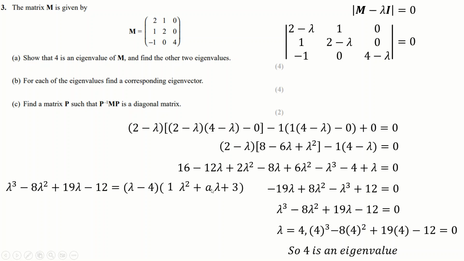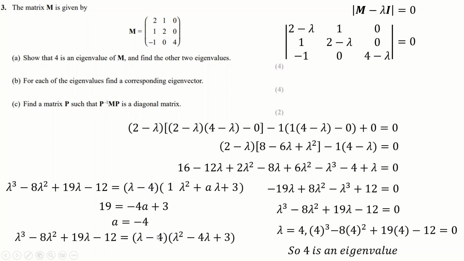And if you just call this a for a second, you've got 19 lambdas over here. You've got minus 4a lambdas and plus 3 lambdas over there. You solve this and you get a as minus 4, and you just put that into there. And you can factorize this because it's just a quadratic again. You get this, and you get eigenvalues of 4, 3, and 1.